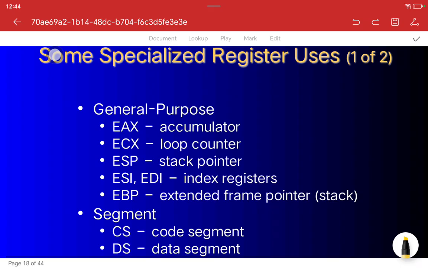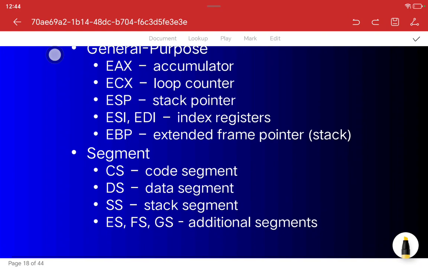The ESP is the stack pointer. ESI and EDI, these are the index registers. And then the EBP, the extended base pointer, which I said is a base pointer. The reason being that it will point at the base of the stack frame, right?